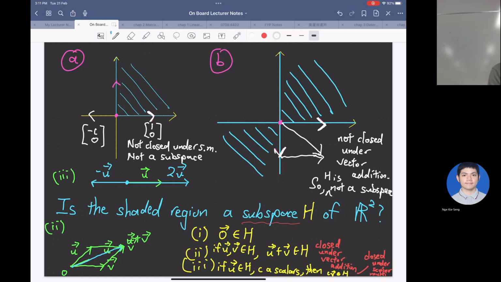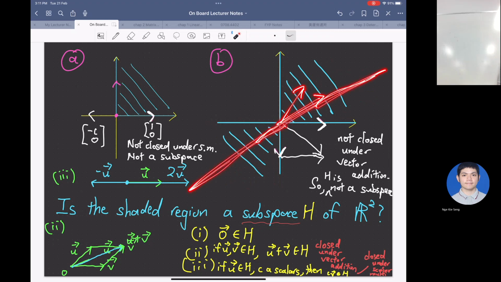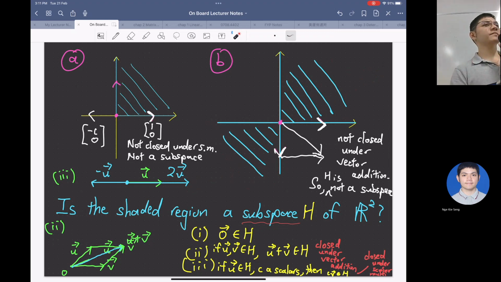But B is closed under scalar multiplication, right? Because the whole line, every line is in there. If you pick any vector, the whole line is in there. So this one is closed under scalar multiplication. Okay, so both of them are not subspaces.